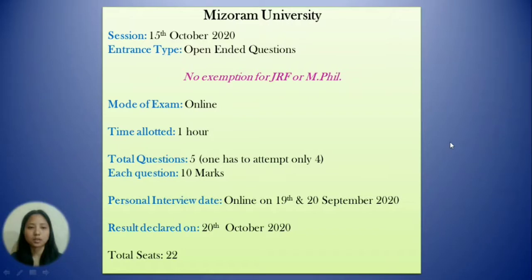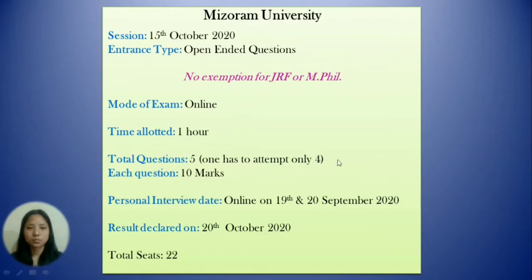and the time allotted was a total of 1 hour, and the total questions were 5, out of which one has to attempt only 4 questions, and each question carried 10 marks. The personal interview for the selected candidates was carried out on 19 and 20 September 2020, and the result was declared on 20 October 2020. So here you can see at least 1 month was taken for declaration of the result, and the total seats for PhD in education in MZU was 22.